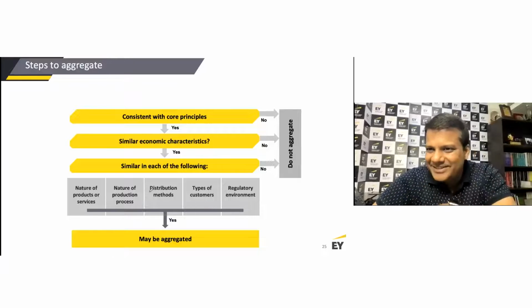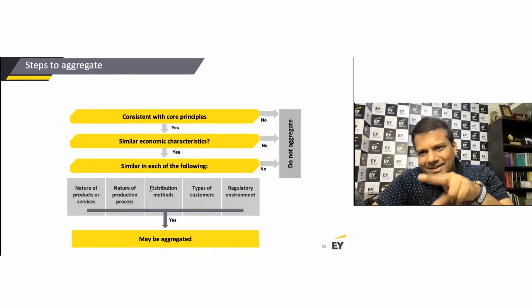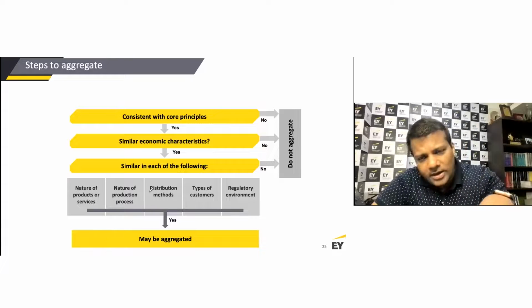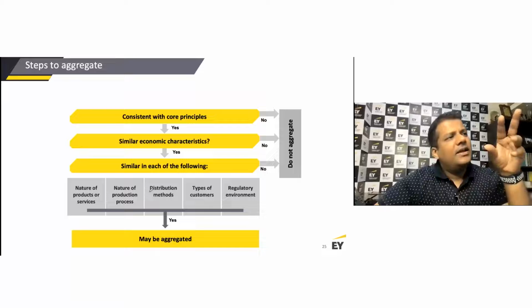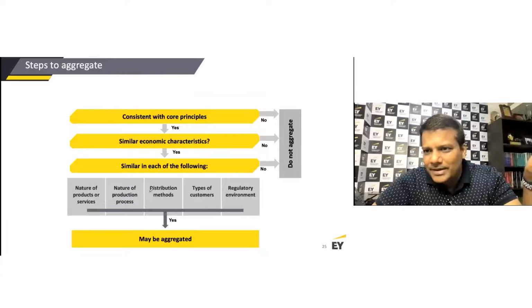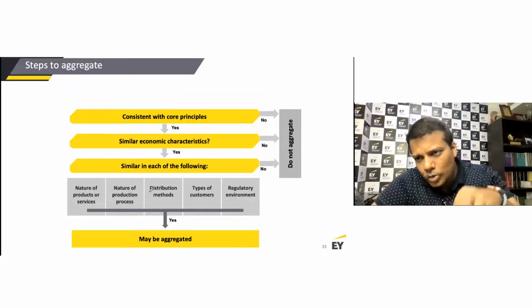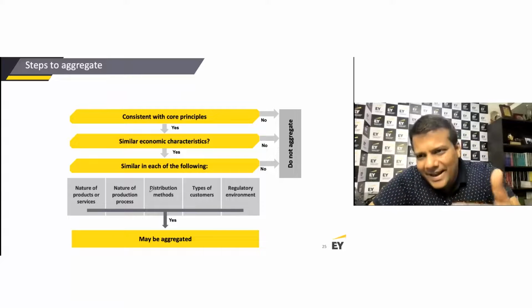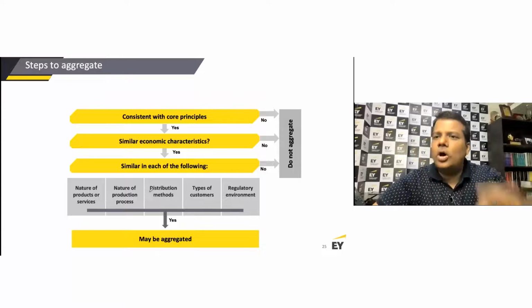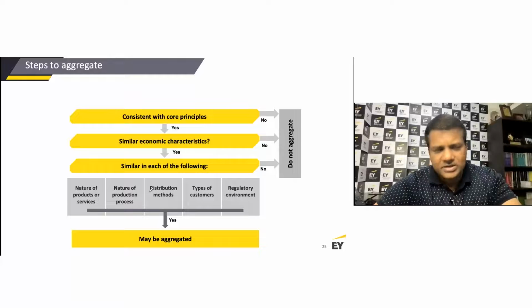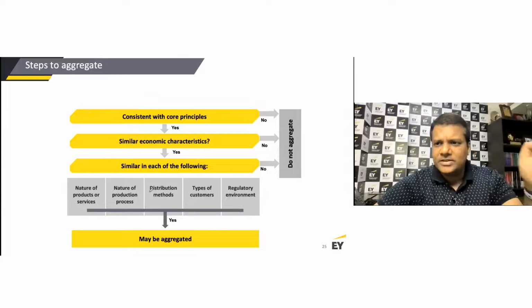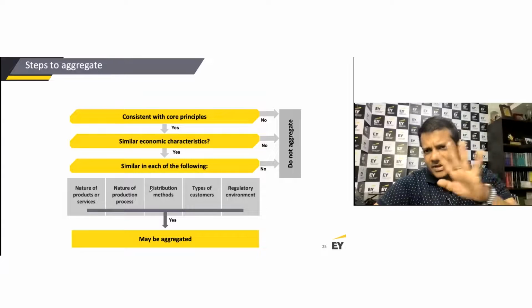So this is a distinction. The distinction is if it exceeds the 10% quantitative guidance, then you need to meet all to aggregate. If you don't exceed the 10% guidance, that means you're below the 10% guidance and you want to aggregate, you can only aggregate if it meets the majority of these, which is nature of the production process, nature of the products and services, the type of customer, the regulatory environment, and the distribution method. These are the 5 criteria.